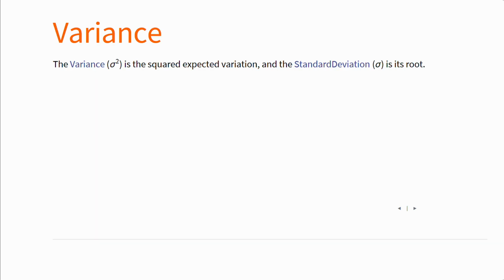The second most important metric is the variance, which is the squared expected variation. We also have the sister concept, the standard deviation, which is the expected variation. A small variance means most values are close to the average, whereas a large variance means that a lot more values are far from the average. Since sigma is the standard symbol for standard deviation, sigma squared is the standard symbol for variance.